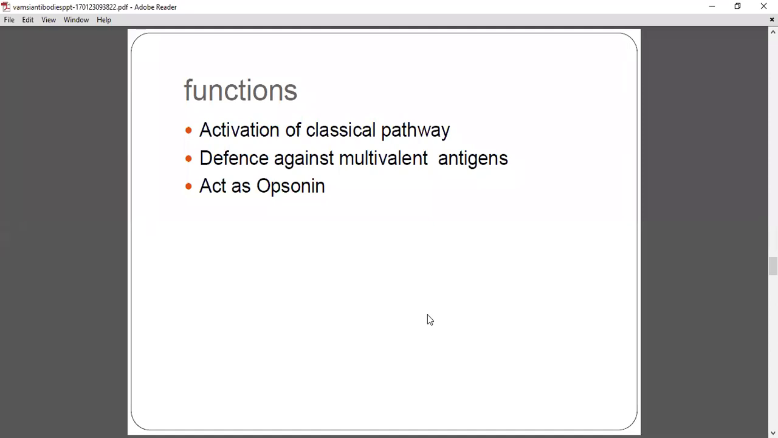All right. And IgM actually binds a lot of polysaccharide antigens, which is used in ABO grouping and cross-matching. Good. Next.